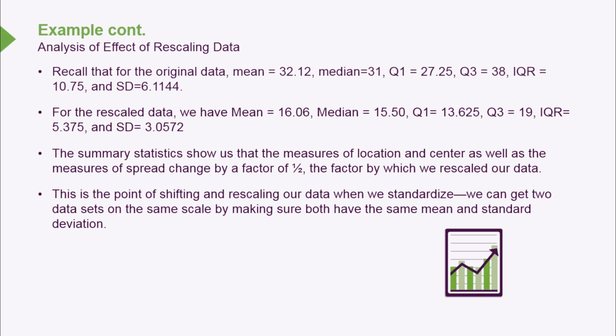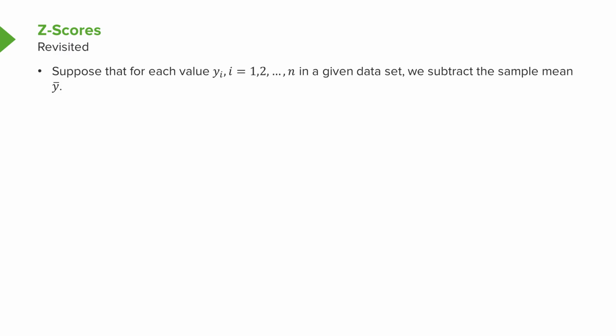This is the point of shifting and rescaling our data when we standardize. We can get two data sets on the same scale by making sure that both have the same mean and standard deviation. So let's revisit z-scores and see what happens.